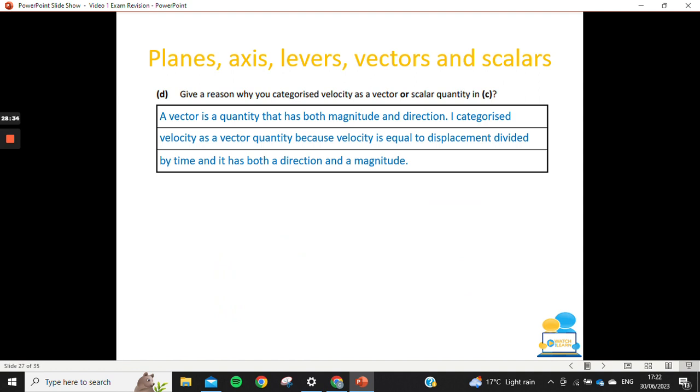And then a follow-up question from that asked to provide a reason why velocity was categorized as a vector or scalar quantity. So we're explaining in this question what a vector is. A vector is a quantity that has both magnitude and also direction. Velocity was categorized as a vector quantity because it's equal to the displacement divided by time and has a direction and a magnitude. Whereas speed is equal to distance divided by time.